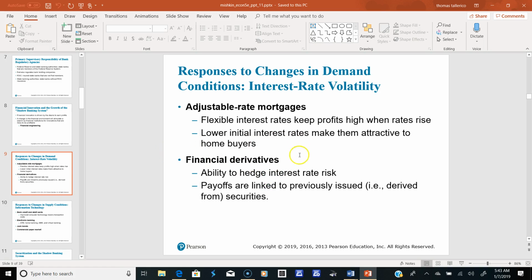And of course, financial derivatives became a popular thing. We'll talk more about financial derivatives, options and futures, swaps and forward contracts. And a lot of people blame what happened in 2008 on innovative mortgage financial derivatives.